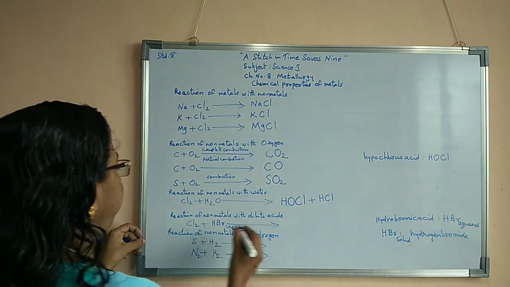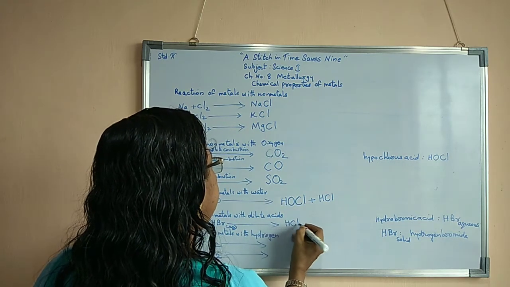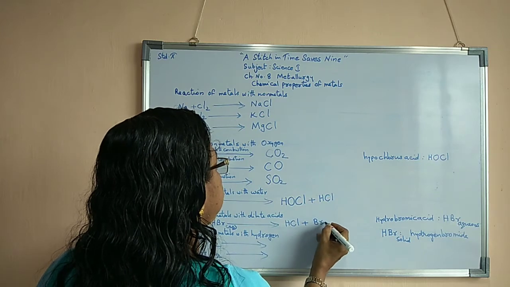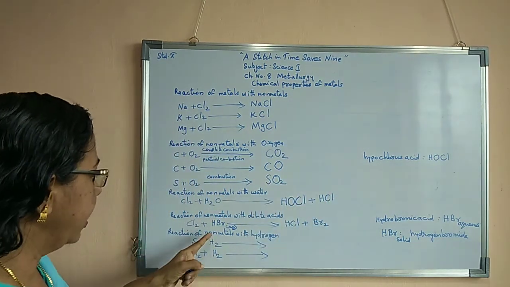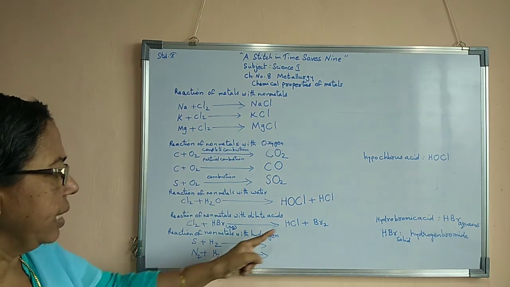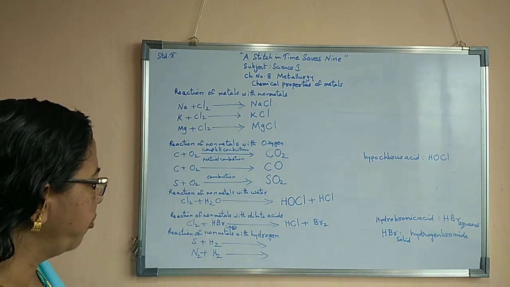Now, as a result of it, we will get hydrogen chloride, along with that, bromine. So here now, hydrobromic acid, when it reacts with chlorine, hydrochloric acid as well as bromine is forming.